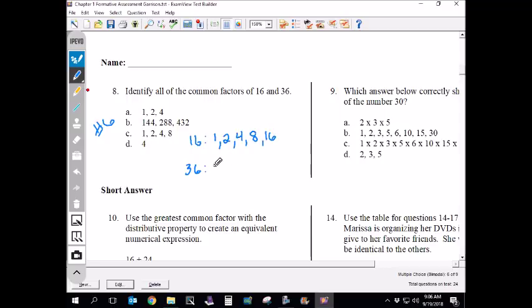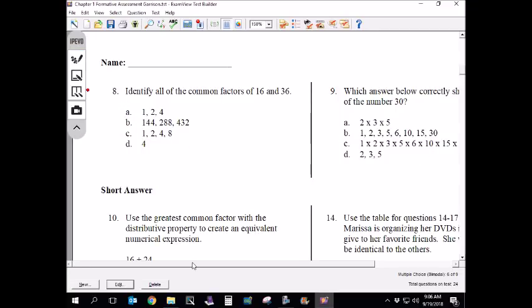So does 36 have a factor of 1? Yes. Does it have a factor of 2? Yeah, because it's even. Does it have a factor of 4? Yes, it does. Does it have a factor of 8? No, it doesn't. Does it have a factor of 16? No, it doesn't. So right there, I know that is the only 3 that they share, 1, 2, and 4, and it is letter A. Give yourself a check or an X on learning target number 6.